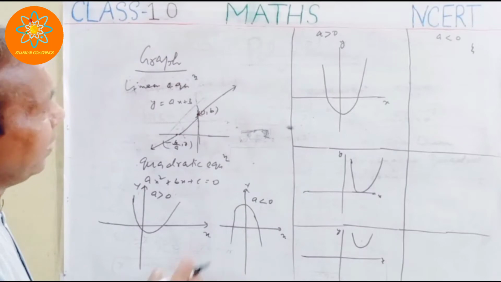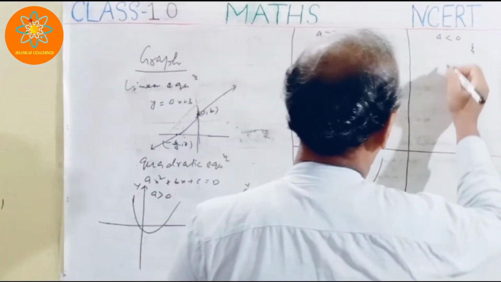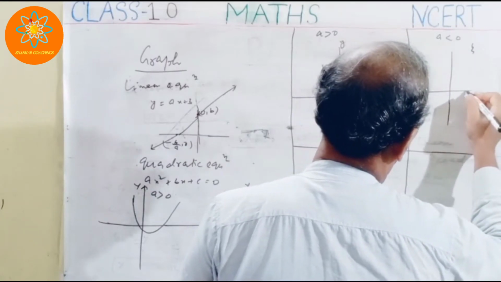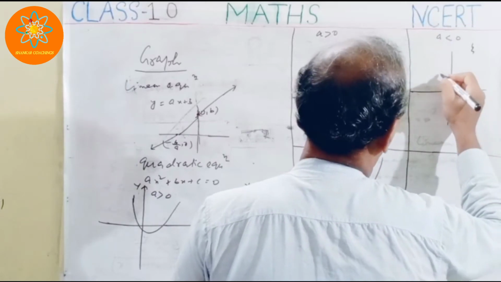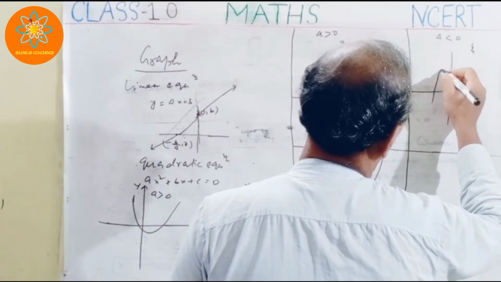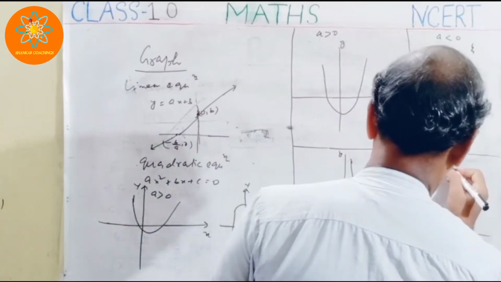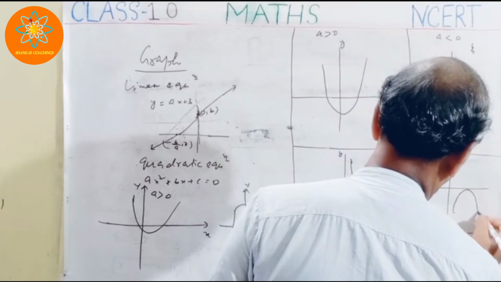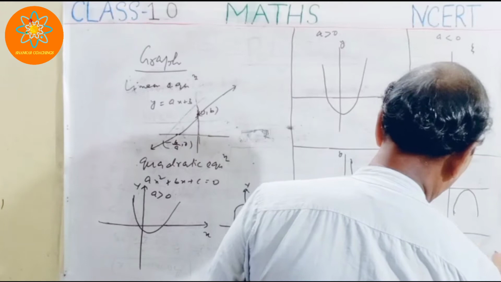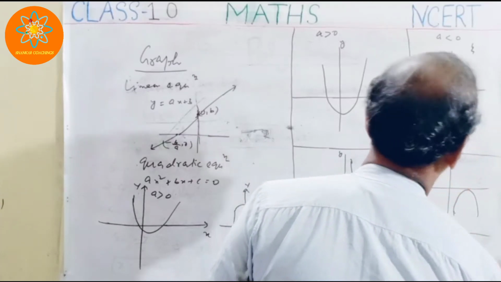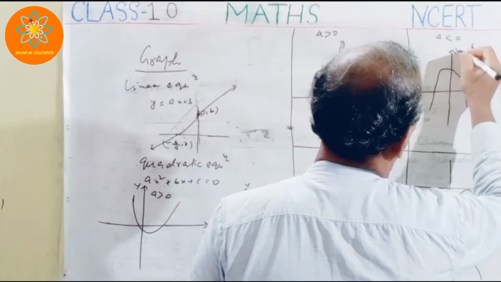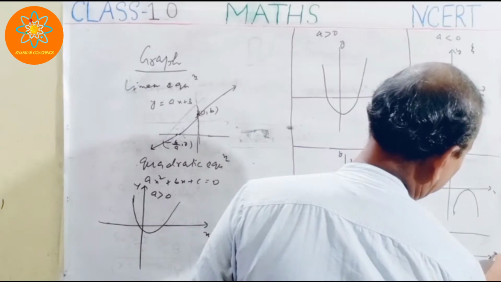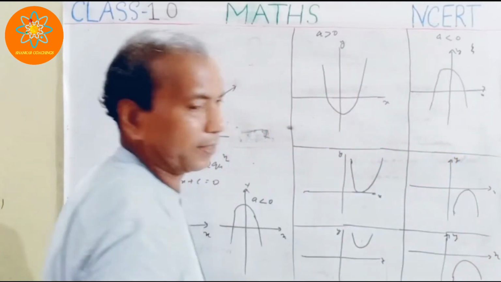Likewise when A is less than 0, in that case also 3 types of graph will be there. So it may be like this, inverted, or it will be like this, or this will be like this. Obviously this is x-axis, this is y-axis.